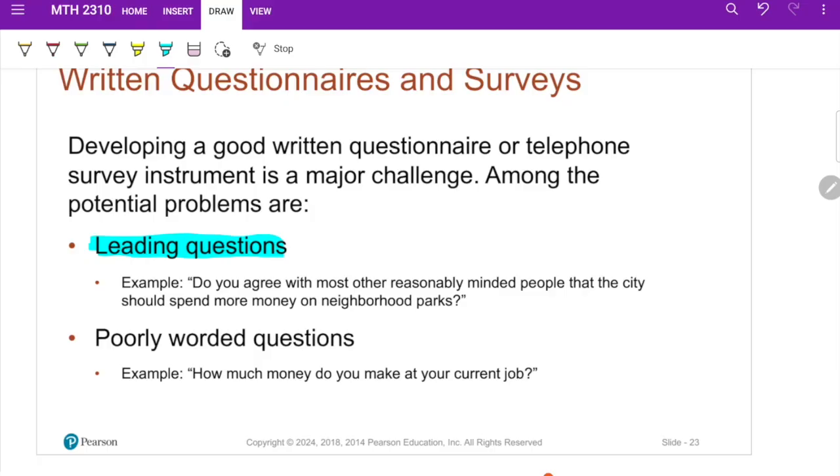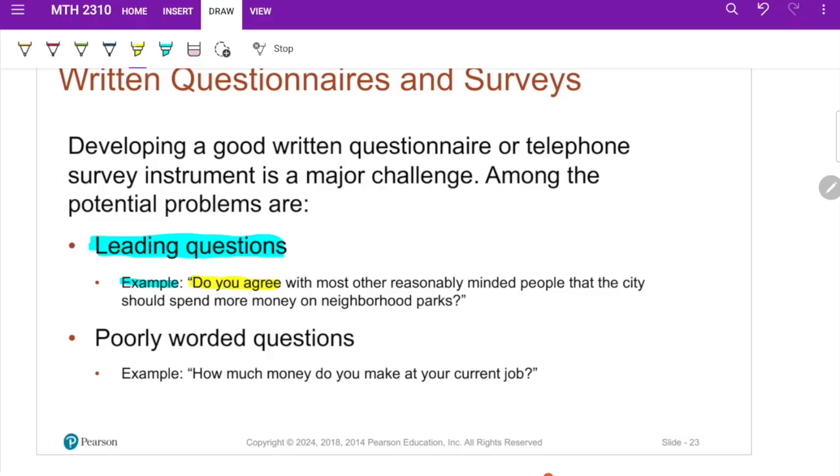So what you have to avoid, for example: do you agree with most other reasonably minded people that the city should spend more money on neighborhood parks? We have two problems here. First of all, you ask them whether they agree. Do they agree? Actually, this suggests that they should agree, right? I mean, because do you agree? Yeah, actually, you do agree. This is a leading part.